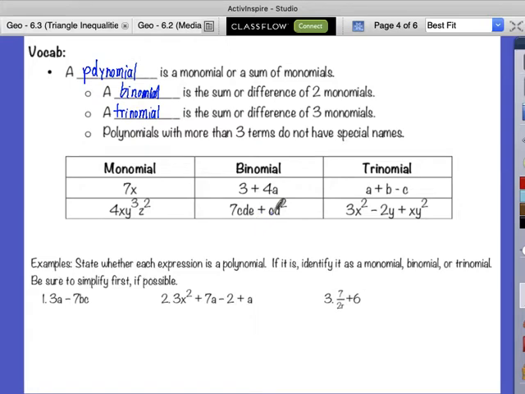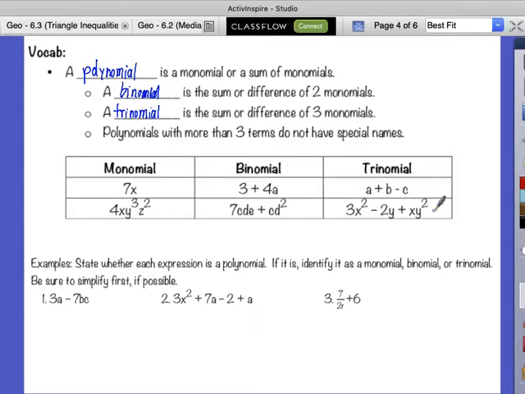On the bottom, 7CDE plus CD squared. Once again, 7CDE is a monomial, CD squared is a monomial. Add them together, now it's no longer a monomial, but rather two, so it's a binomial, or a two-term polynomial. Trinomial, the sum or difference of three monomials, a, b, and c, or 3x squared, 2y, xy squared. Questions on those and why those are polynomials?